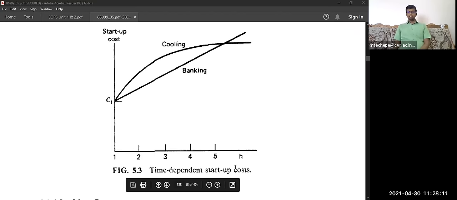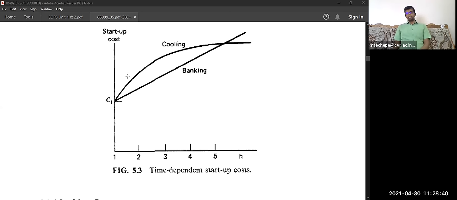Time dependent startup cost. This axis is in hours: 1, 2, 3, 4, 5. This axis is the startup cost. While the time increases, the startup cost depends on the time. After some time, we are turning off the unit, and the startup cost slowly depends on the hours. So this comes to cooling.